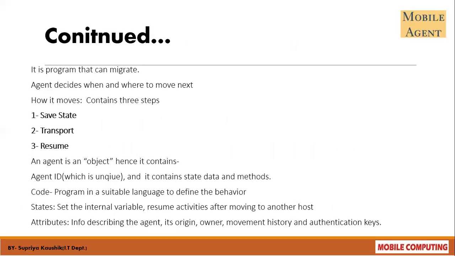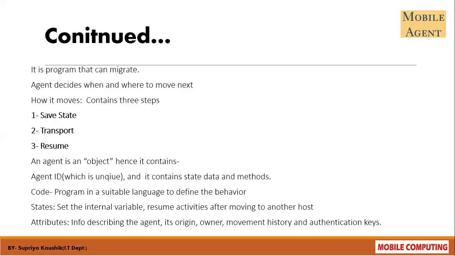In continuation, a mobile agent is a program that can migrate, meaning it can migrate from one node to another node, and the agent decides when and where to move. The agent has decision-making capability, so it can decide where to move and when to move. The agent moves in three steps: save state, transport, and resume. When a mobile agent moves from one node to another node, it saves its current state, then transmits or goes from one node to another, and when it reaches its destination node, it resumes from its state.